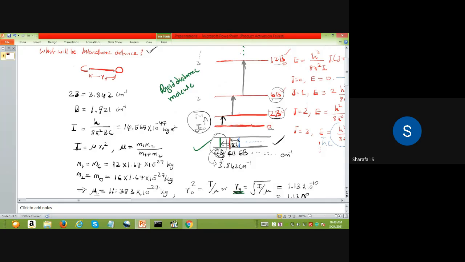So the word rigid has some meaning, because we are considering these two molecules, for example, carbon monoxide. We are considering that carbon monoxide has a fixed bond length R and it is rotating with a fixed R0. But in some cases, this R0 will not be fixed. In that case, we'll call this molecule a non-rigid diatomic molecule. At present, this is a rigid diatomic molecule, and we are calculating R0.